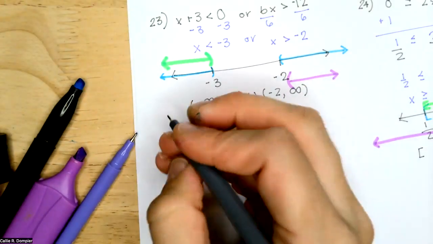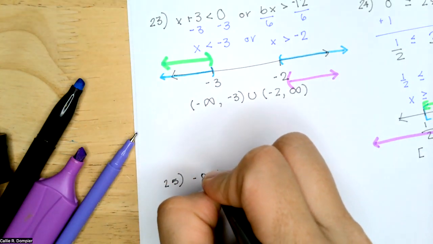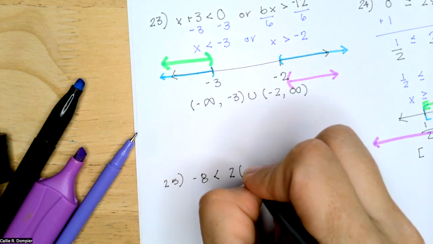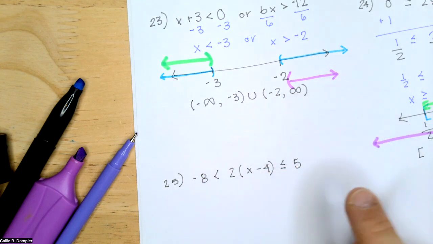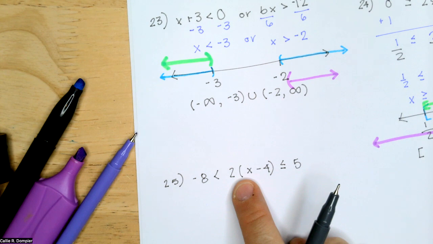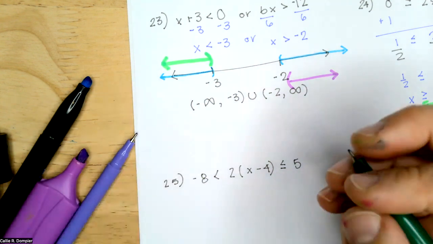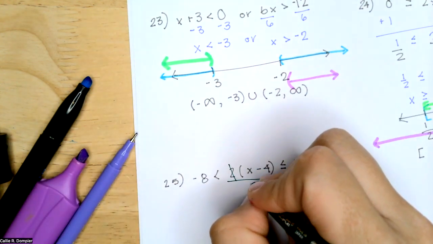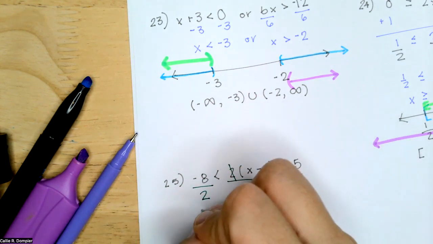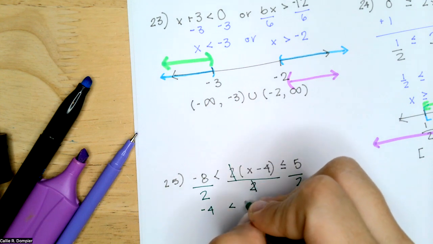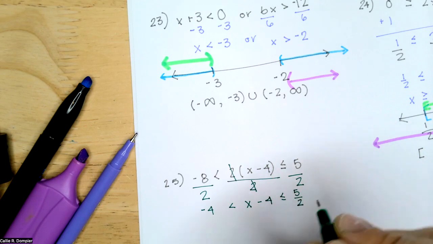Good. All right, 25. Negative 8 is less than 2 times the quantity x minus 4, which is less than or equal to 5. Okay, we're solving for x. You need to multiply the 2 times the x and the negative 4 if we were going to distribute. But instead of distributing, I'm just going to divide by 2 and get rid of it, right? If I do it in the middle, I have to do it here and here. Negative 8 divided by 2 is a negative 4. Now that 2 is gone, I still have x minus 4. And then I have 5/2 over here.